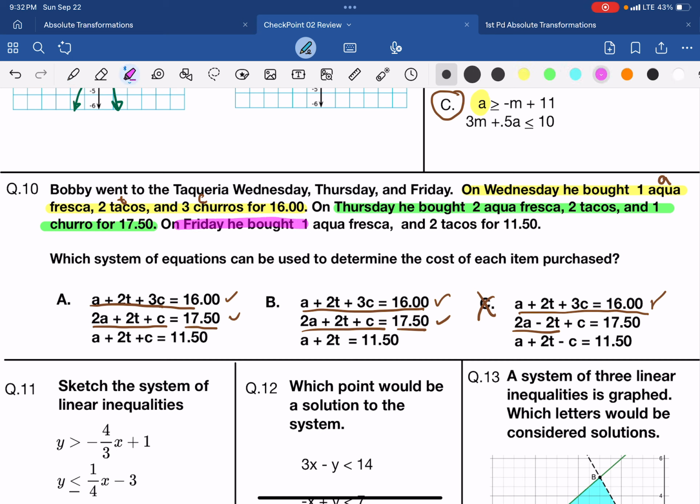Friday he bought 1 agua fresca and 2 tacos. Ooh, no churros this time. Oh, A is wrong because it has churros. If you have a variable there, you're saying that you at least bought 1 churro. But we didn't buy any churros. Answer is B.